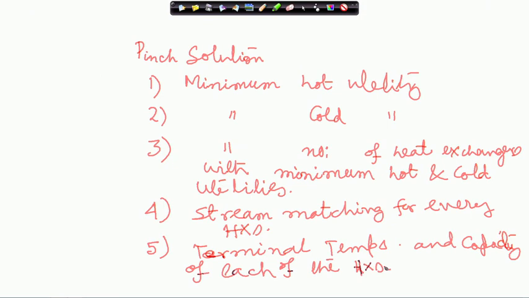So, these are the very important things which you will get from the pinch solution: minimum hot utility, minimum cold utility, minimum number of heat exchangers with minimum hot and cold utilities, stream matching for every heat exchanger, then terminal temperature and capacity of each of the heat exchangers. More than that also we can get. Last one, let us see the terminal temperatures and the heat capacity. From there one can proceed towards the heat exchanger design which we have done.